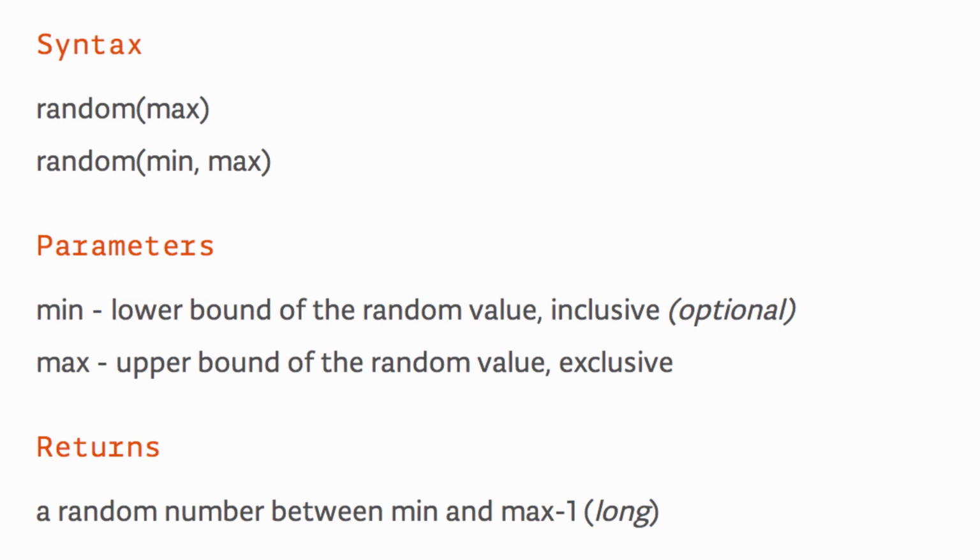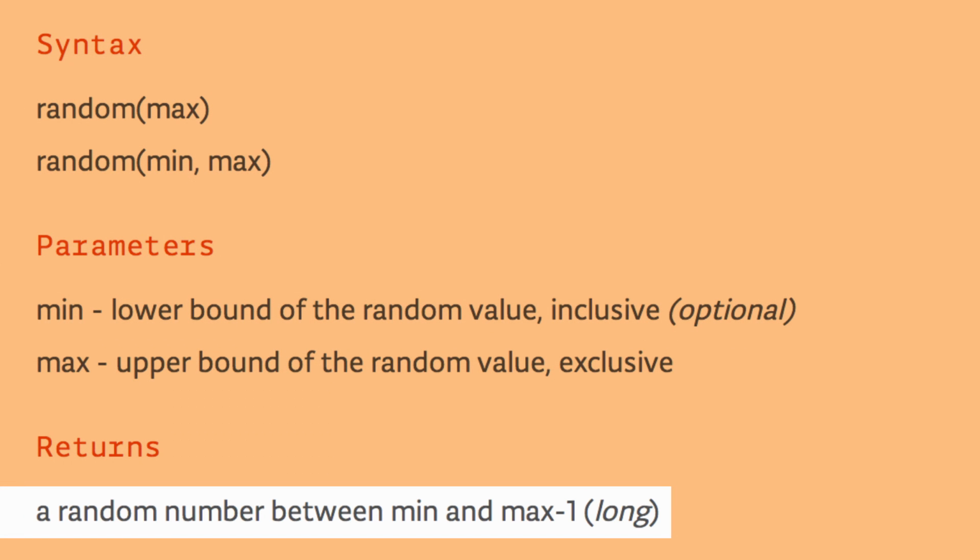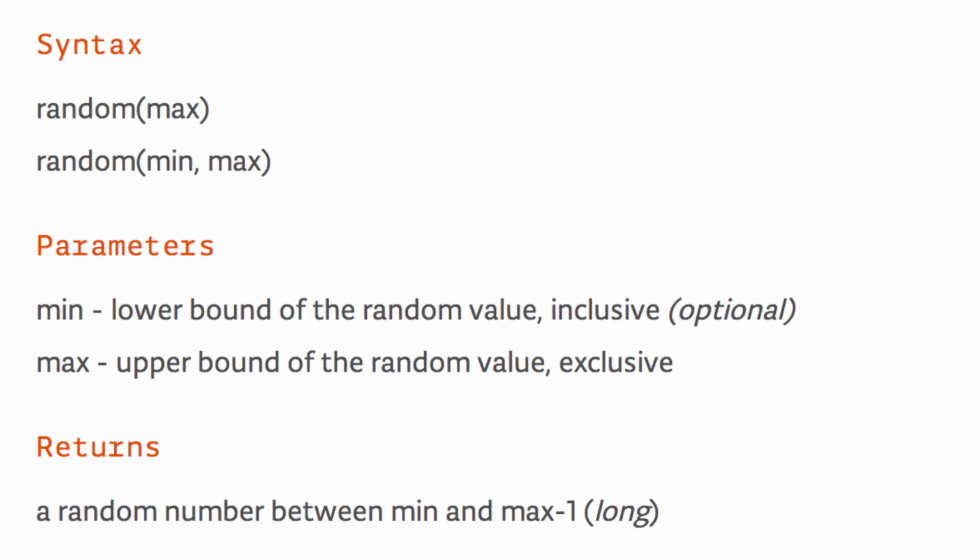The max number that you send, if we look down here at the return, what it actually returns is the max minus 1. So that max number is not inclusive. In our case, it's going to return a random number between 0 and 4, again because that max number will not be included in the random numbers that get generated. So it's going to send us a number, either 0, 1, 2, 3, or 4.